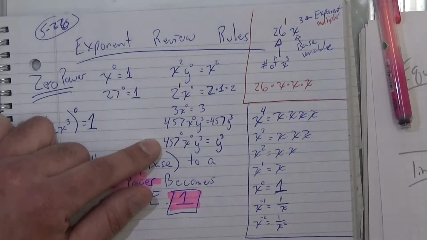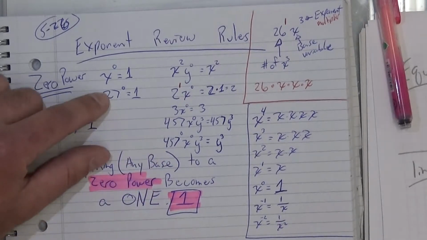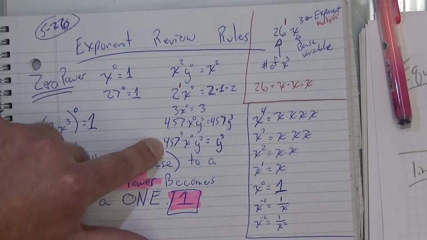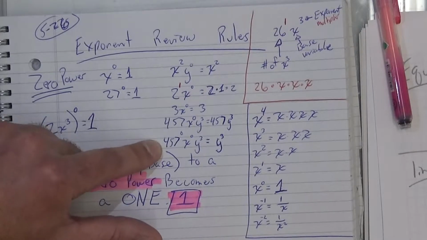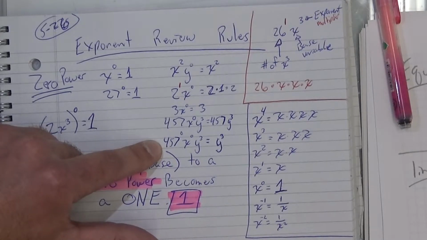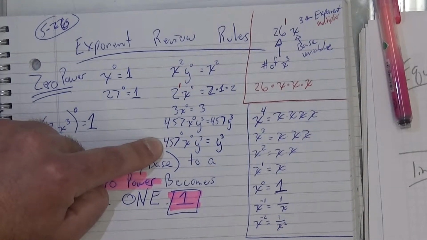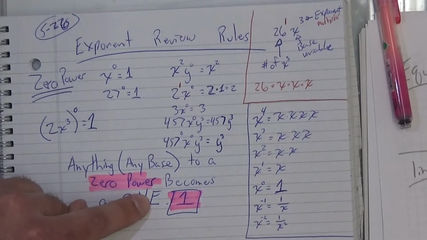I don't want to tell you, I want you to learn. Ryan, think about it. If 27 to the 0 equals 1, why doesn't 457 to the 0 equal 1? And Natasha had already said that that equals 1. 457 to the 0 equals 1. Anything to the 0 power equals 1.